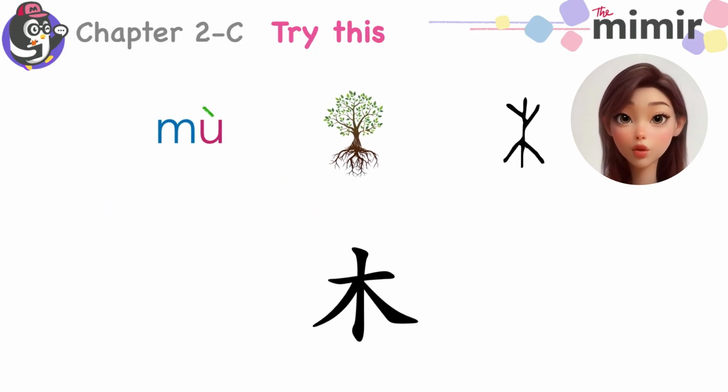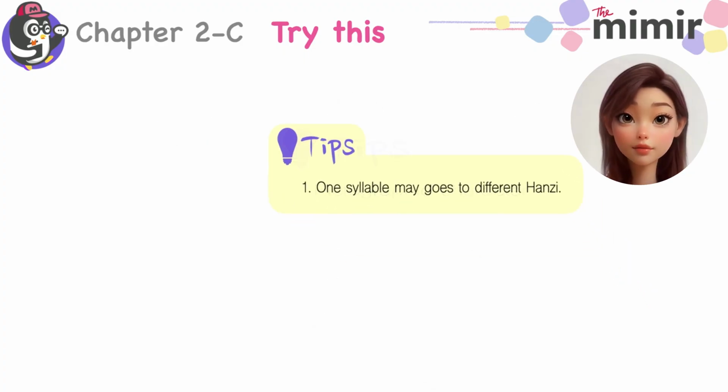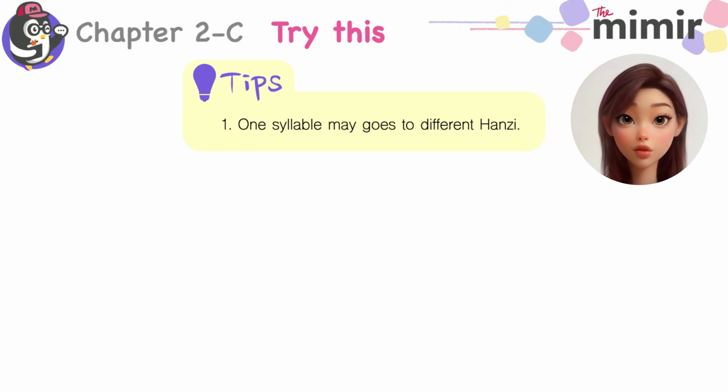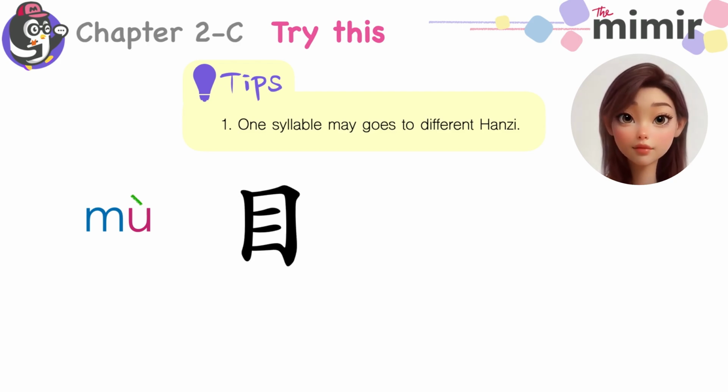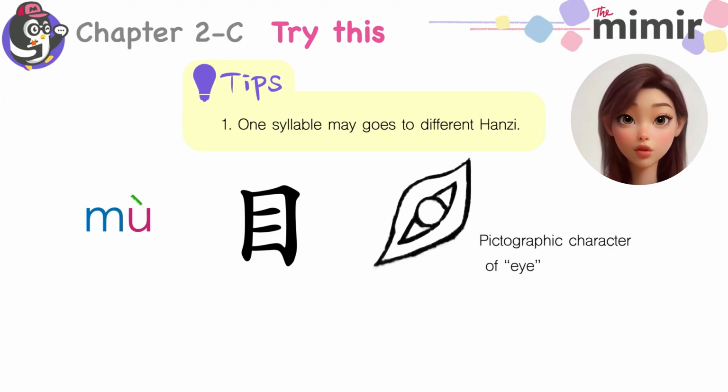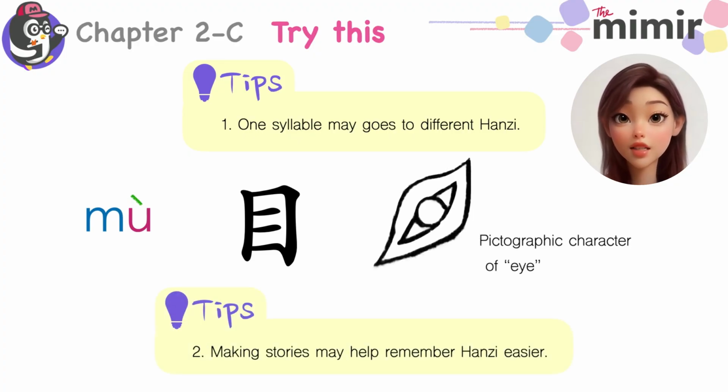Nowadays, the character is written like this. So most of the original Chinese characters are pictographic characters, 象形字. There can be multiple Chinese characters with the same pronunciation, so the syllable 木 can also be written in such a character. 木. Could you guess the meaning of it? It means the eye. So when you see some new Chinese characters, you can try to remember them by making up some stories, which will help you learn Chinese characters more easily.